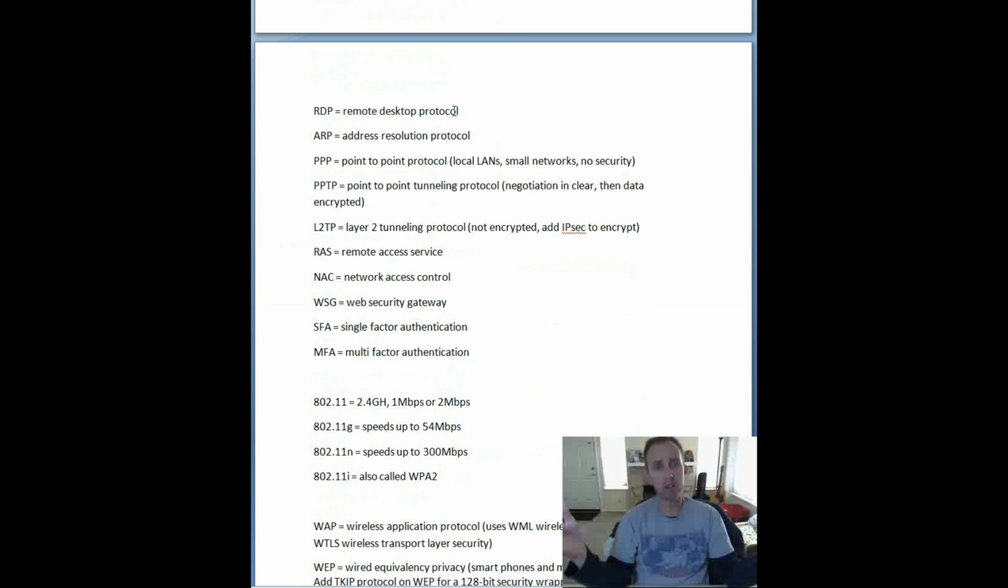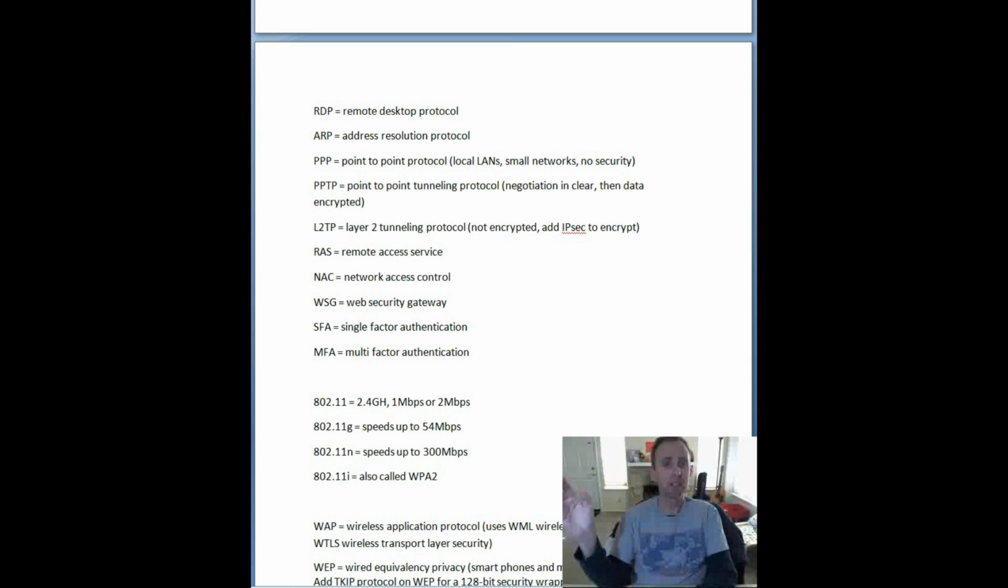Address resolution protocol is also an important acronym for you to know. PPP, point-to-point protocol. Now this is the older, weaker one. It is for smaller networks. It's not meant for a large WAN. It isn't very secure. And it's kind of the dial-up protocol that was used back in the day, like PPPoE and DSL type of stuff there. Now the more common one is PPTP, point-to-point tunneling protocol.